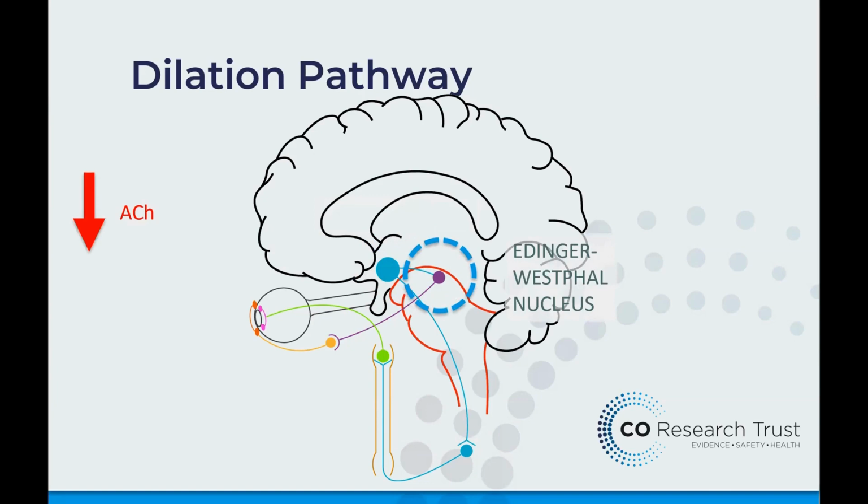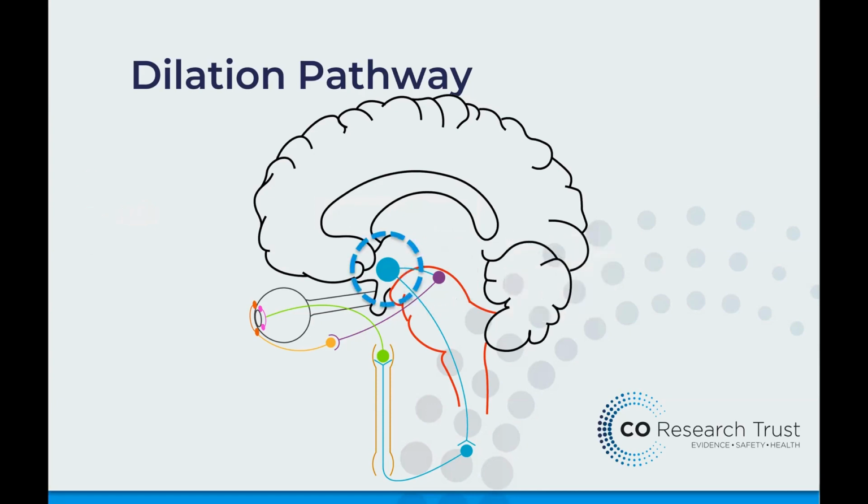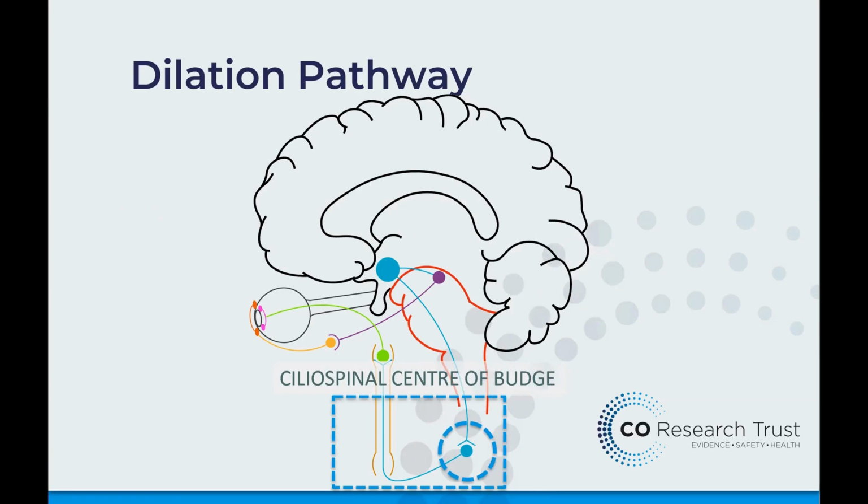At the same time, there is an activation of the alpha-1 adrenergic sympathetic pathway that follows a 3-neuron arc along the central and peripheral nervous systems. Again, starting at the hypothalamus, a signal is sent down through the midbrain along the central neuron, which synapses with the preganglionic neuron at the ciliospinal center of Budge.